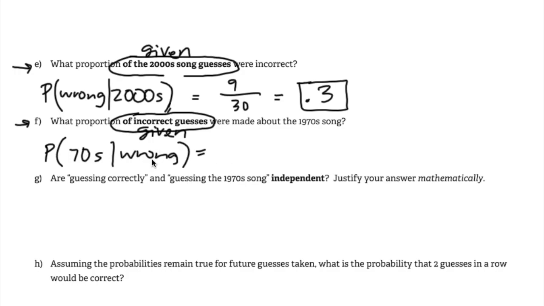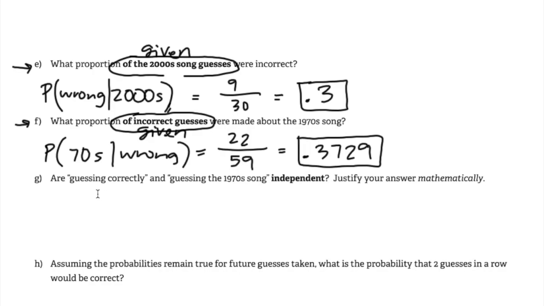And again, I can use that given formula, but I can also just look at the table. So given that it's wrong means I only care about incorrect answers. So I would look at that second row, the middle row in the table, which was all the incorrect answers. And in that row, 22 were about the 70s song out of 59 guesses total. In that row of incorrect guesses, 0.3729.